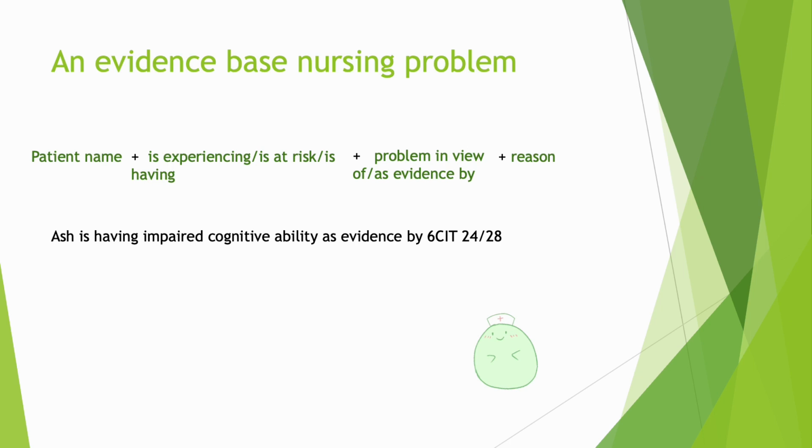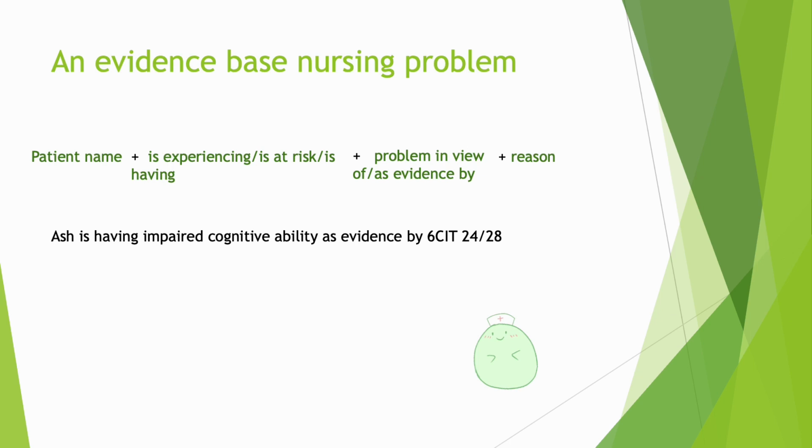Okay, now we use this format to create a nursing problem. Then I will put first the patient name, Ash, and it's an actual problem, so I put is having, and then what's the problem? The patient is having impaired cognitive ability. Why do I say that the patient has impaired cognitive ability? Because, as evidenced by the 6CIT score, which shows 24/28.